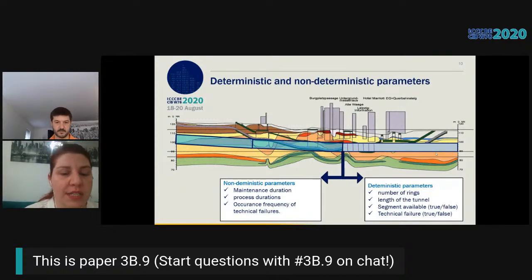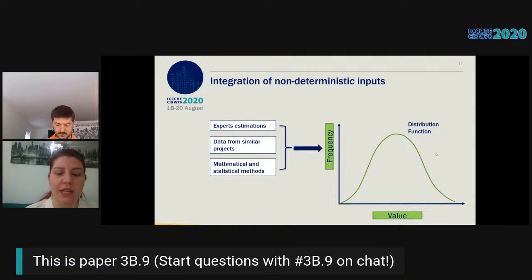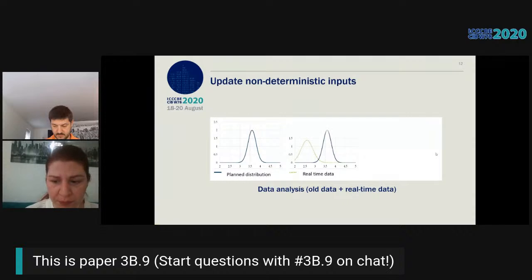So this is not easy because we have a very large number of inputs, and some of them, as you see, are non-deterministic, and they are changing all the time during the execution of the project. These non-deterministic data inputs are usually implemented in the simulation model using distribution functions. So we analyze the data from similar projects with expert estimation, and we derive these functions for each input.